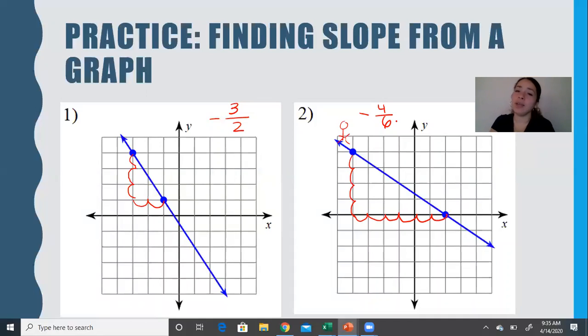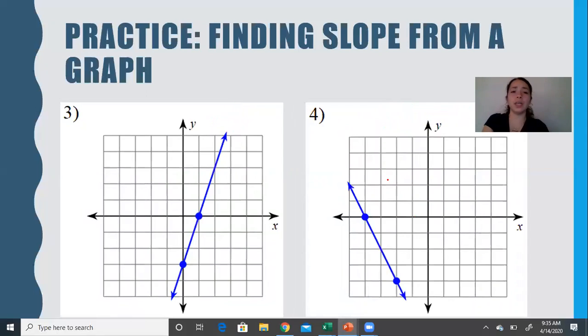If you know how to simplify, then you would go ahead and simplify this problem. What number goes into both 4 and 6? That would be 2. Negative 2 over 3. And notice if I go down 2 and to the right 3, it hits a perfect spot. Again, I'm going to give you a chance to pause this video and practice with this problem if you didn't get a chance to do so already.